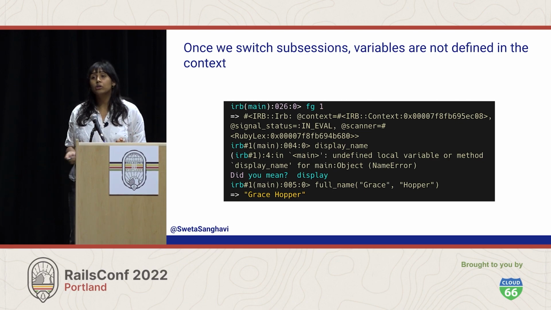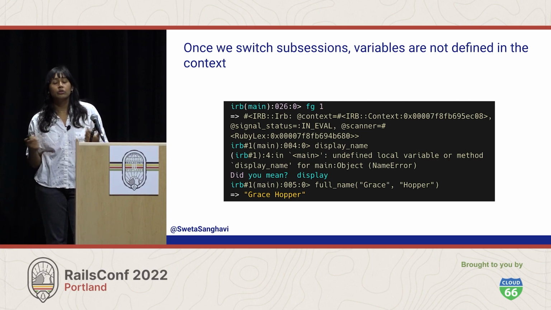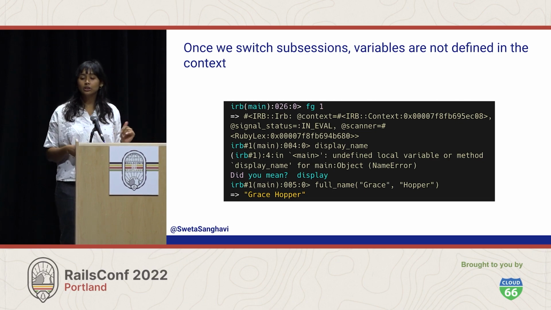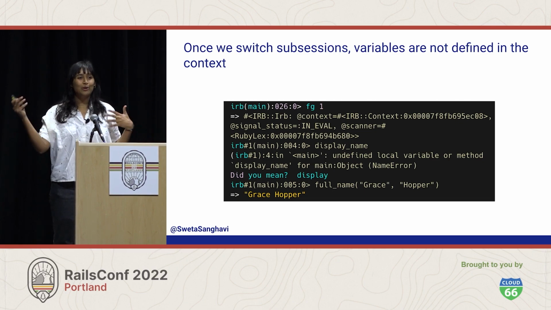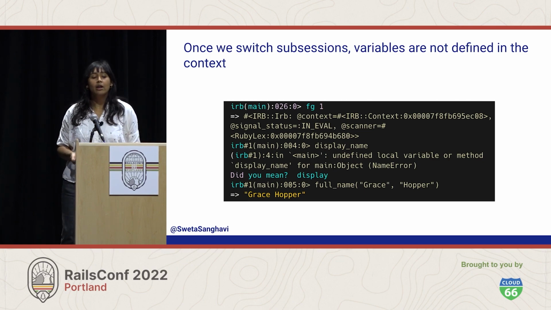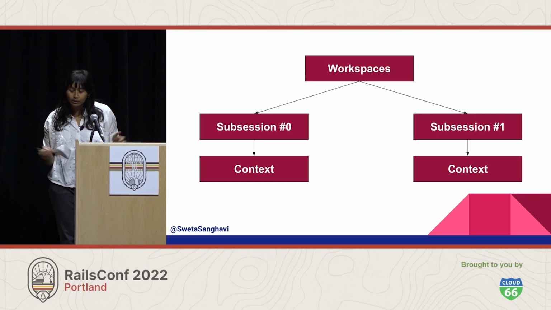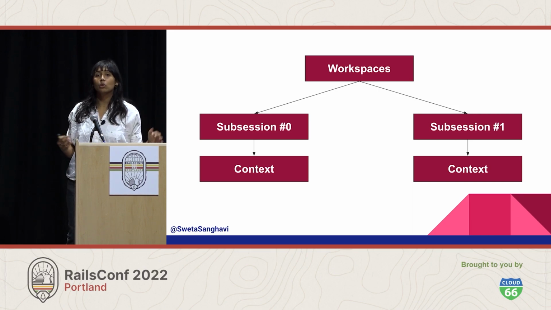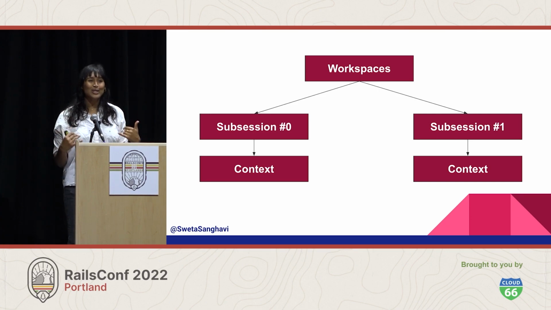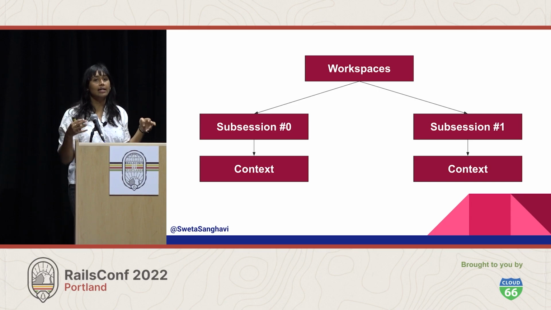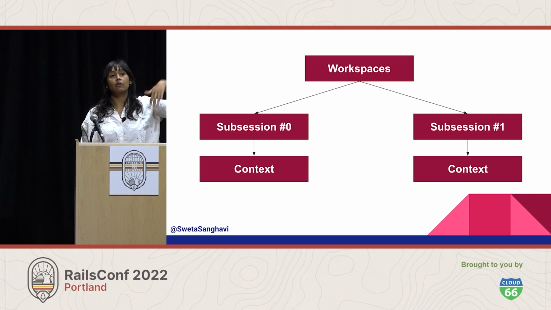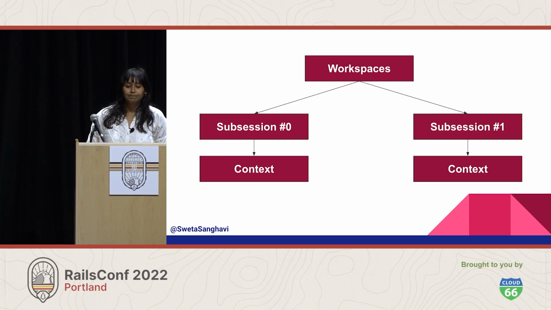However, interestingly, when you call the method full name with 2 new parameters, we do have access to the method that we had defined in subsession 0. So how is that possible? How do we have something that can connect the 2? Well, another piece of the puzzle is the concept of a workspace. So workspaces keep track of subsessions, and each subsession is responsible for keeping track of context within that subsession. So workspaces are the top level above subsessions.